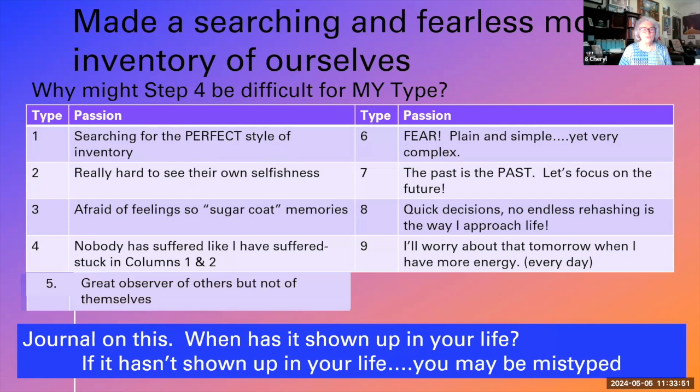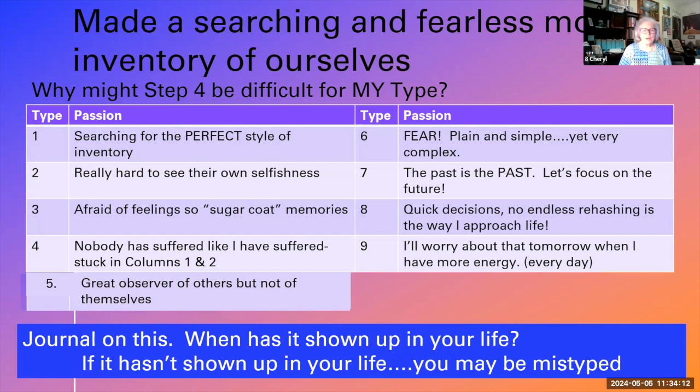Okay. For the 7s, because they look toward the future all the time, to them, the past is the past. Let's focus on the future. So it's really difficult for them to go back. Sometimes that gets in the way of going back and looking at that. And if you're not looking at the past to clean it up, then it comes with you. Okay, and then your ego can win.